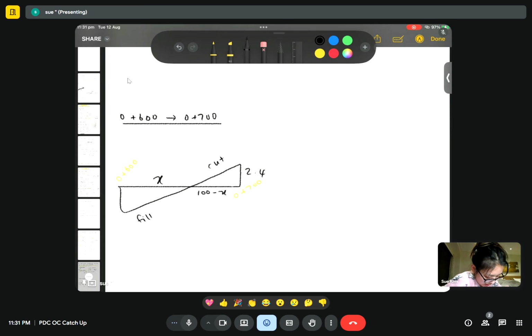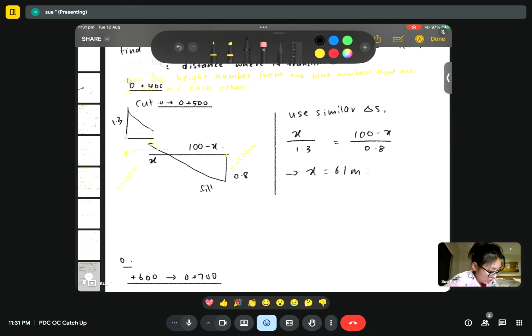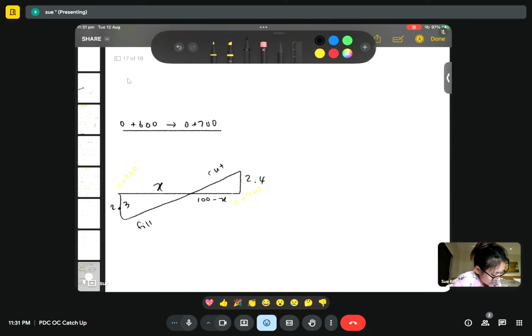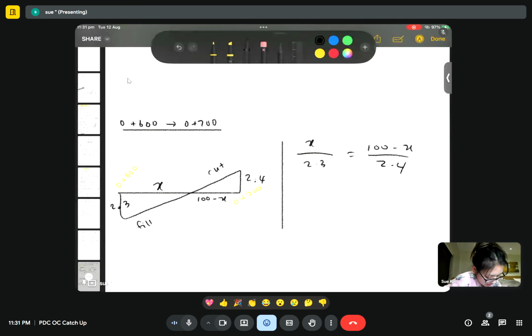and then the heights of these are 2.3 and 2.4, and I got those from here because they are on the same line as each other. So again, I'm going to use similar triangles, and if you solve for x, you should get 49 meters. So that means this is 49 and this is 51, and I'm going to use this information soon.